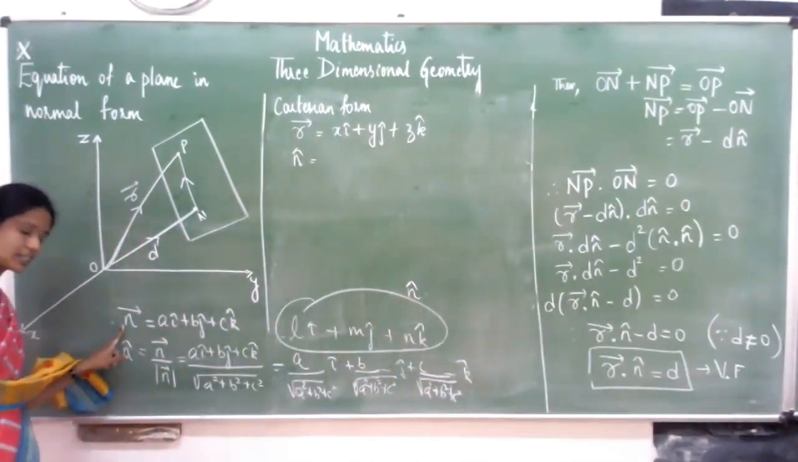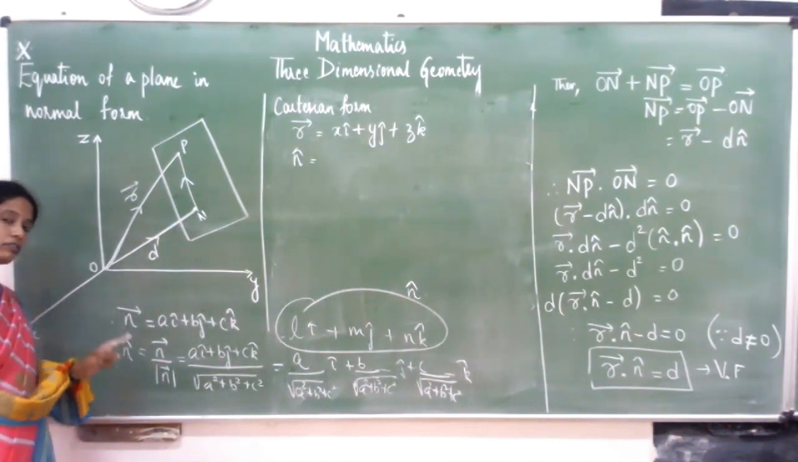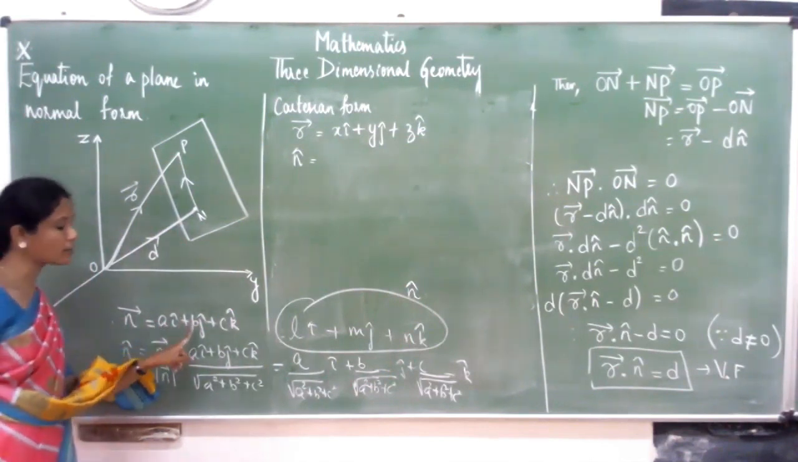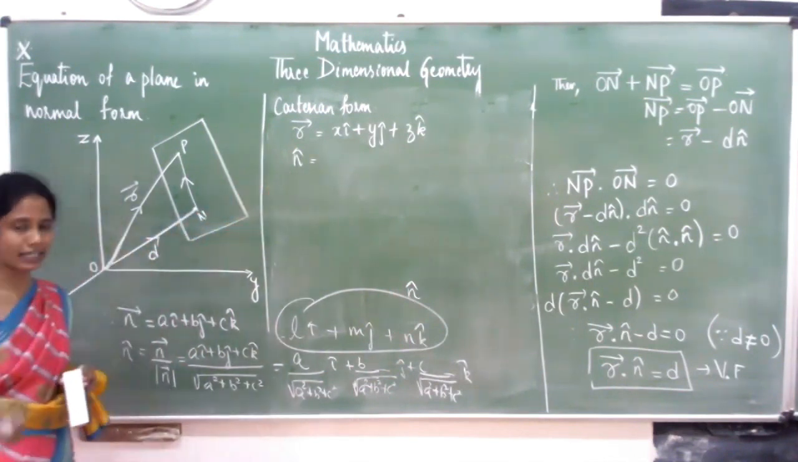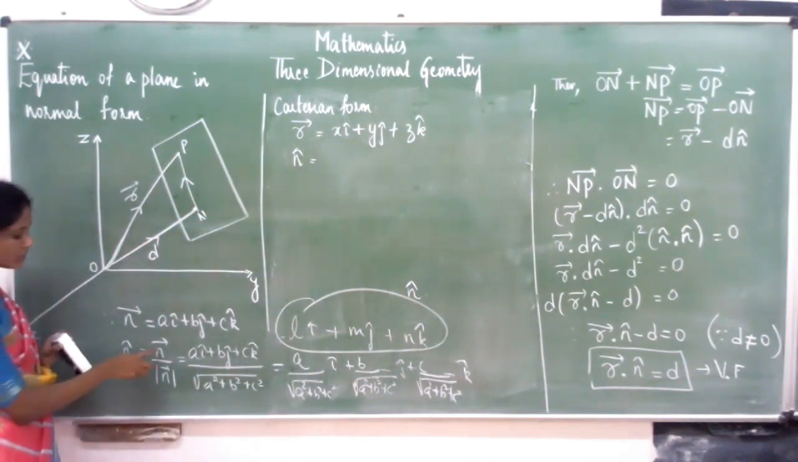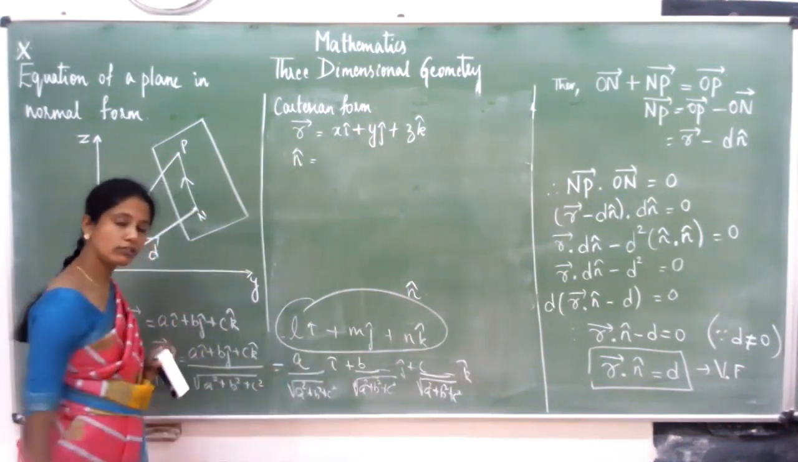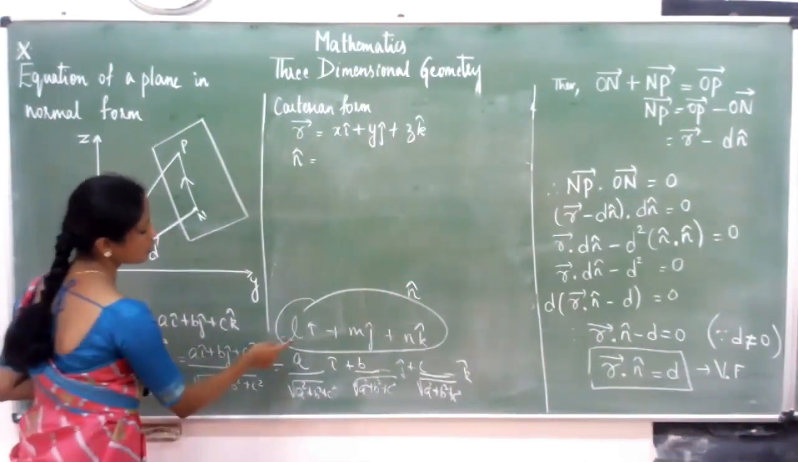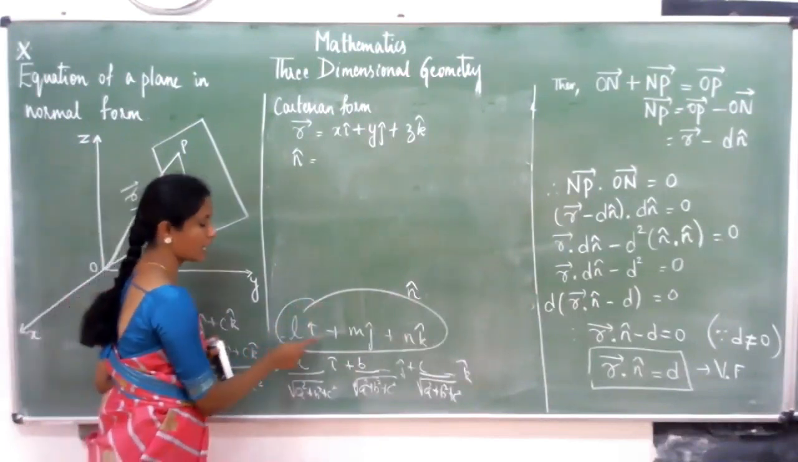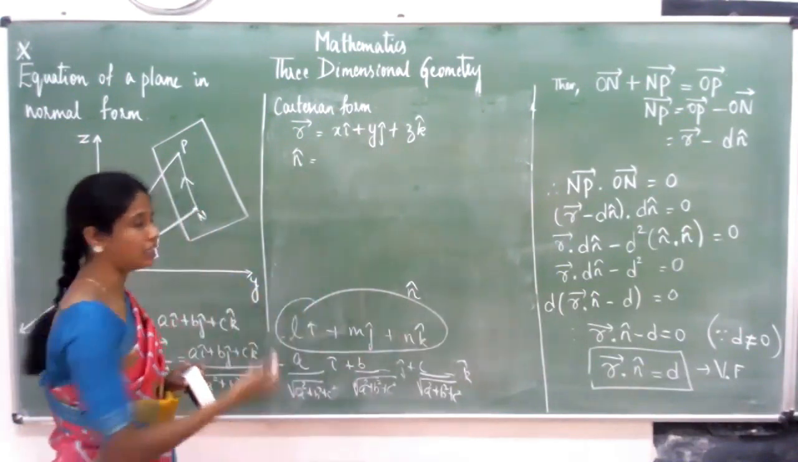Remember, the vector n will always be written in the form of a i cap plus b j cap plus c k cap. Since we need the unit vector n cap, we know the unit vector is given by vector n by magnitude of vector n. So once I simplify this, I get this, where a by root of a square plus b square plus c square is nothing but l, the direction cosine. So the final n cap will be given by l i cap plus m j cap plus n k cap. That I am going to write directly.